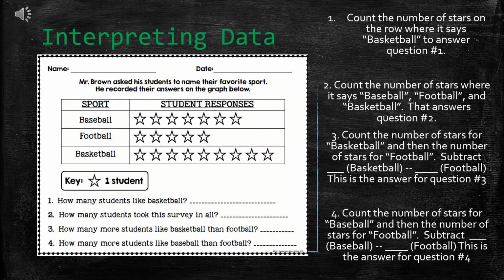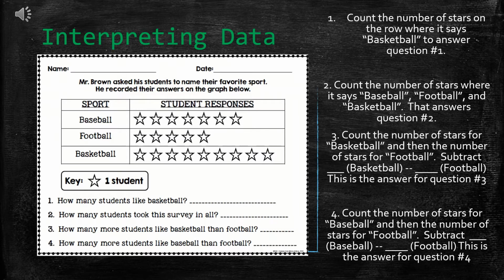So for baseball, I have 1, 2, 3, 4, 5, 6, 7 stars. For football, I have 1, 2, 3, 4, 5 stars. For basketball, I have 1, 2, 3, 4, 5, 6, 7, 8, 9. So basketball had the most stars.